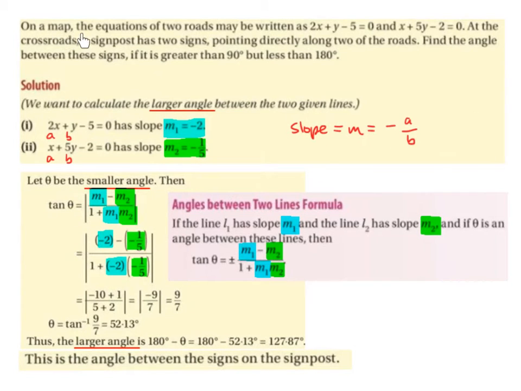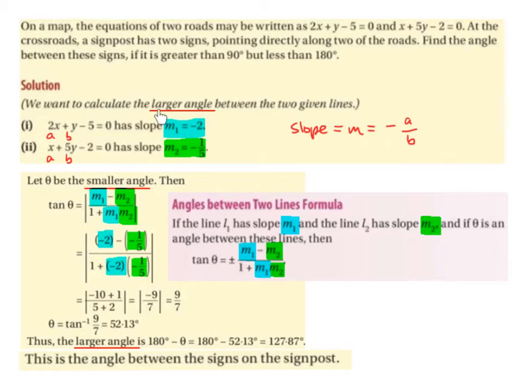On a map, the equations of two roads may be written as 2x plus y minus 5 is equal to 0 and x plus 5y minus 2 is equal to 0. So these are equations of straight lines. At the crossroads, a signpost has two signs, pointing directly along the two roads. Find the angle between these signs if it is greater than 90 degrees but less than 180 degrees.